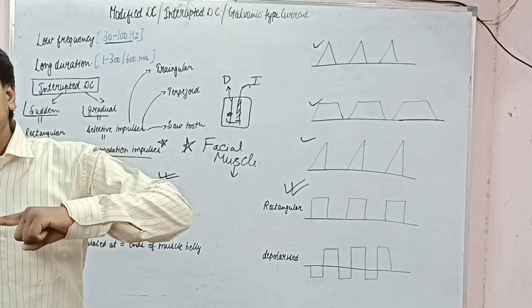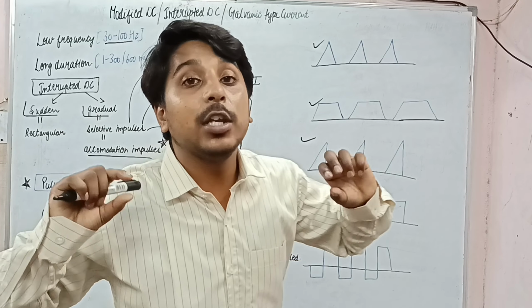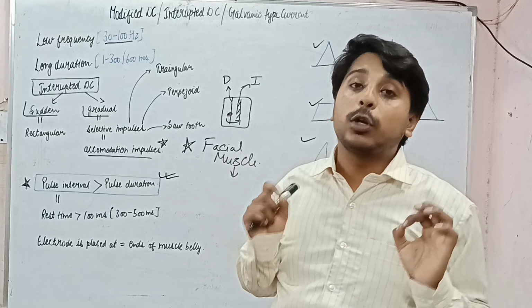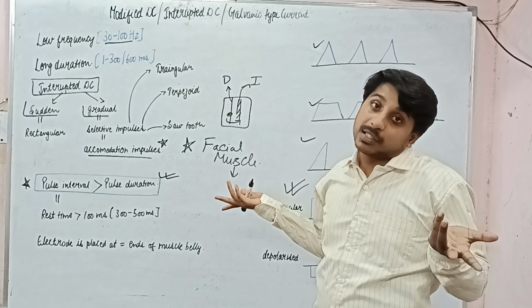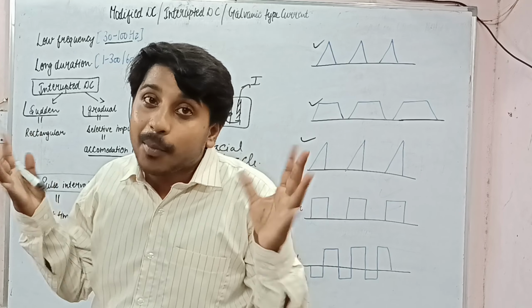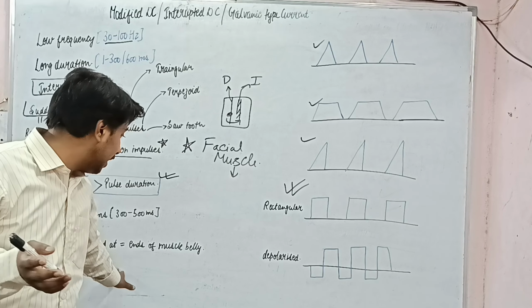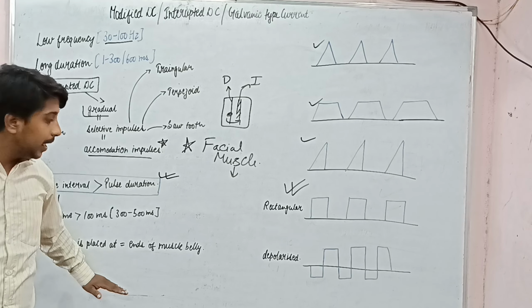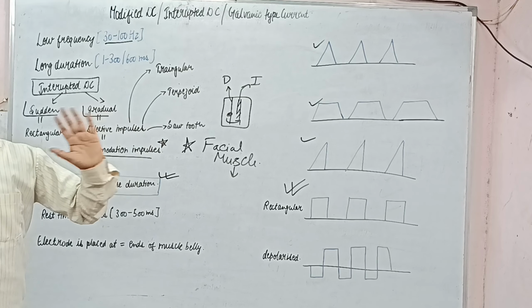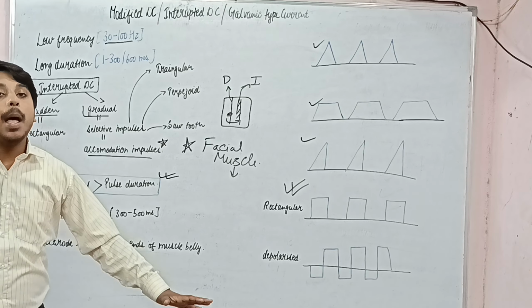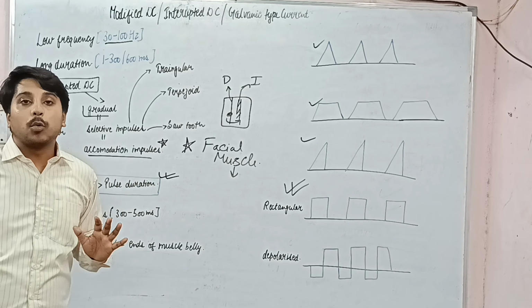And in faradic, I told you that we apply the electrode on the motor point, but here the muscle is denervated, so motor points are not working. We will directly place the electrode on the end of the muscle belly. Okay, so this was about the introduction part.